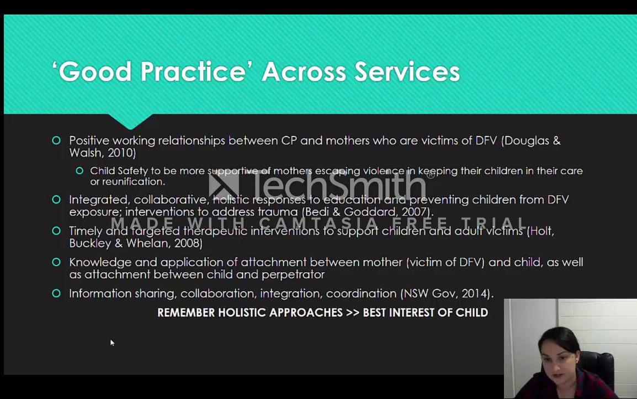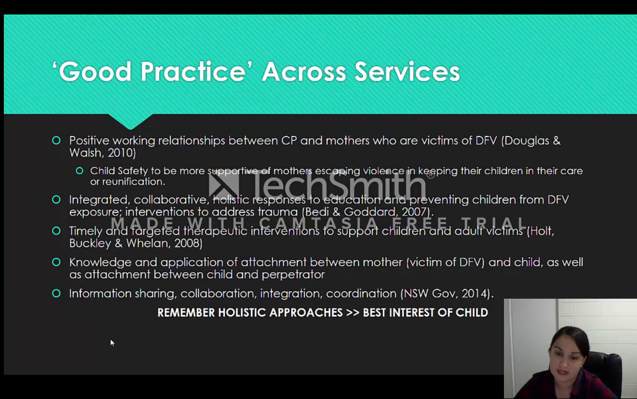Betty and Goddard in 2007 also felt that an integrated, collaborative, holistic response to education and preventing children from domestic and family violence exposure, and more interventions to address trauma experienced by the child. Timely and targeted therapeutic interventions to support children and adult victims, as well as knowledge and application of attachment between the mother and the child, as well as in cases where the attachment between the child and the perpetrator is seen as important to the child.